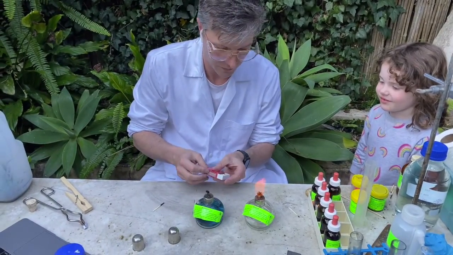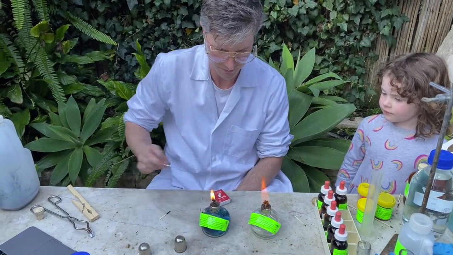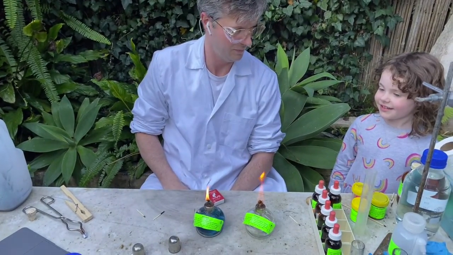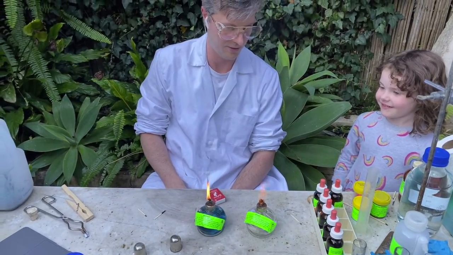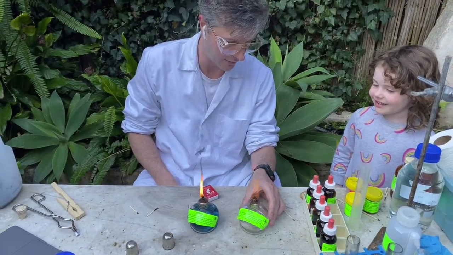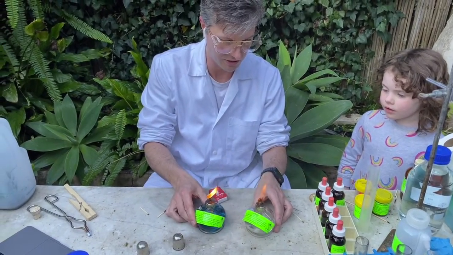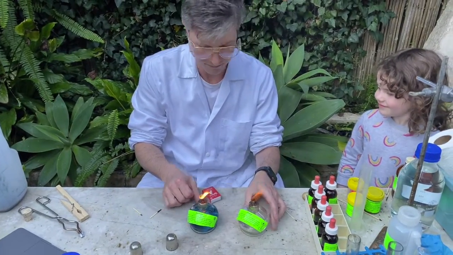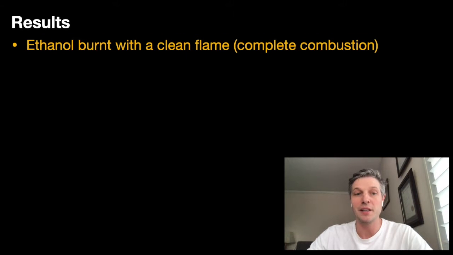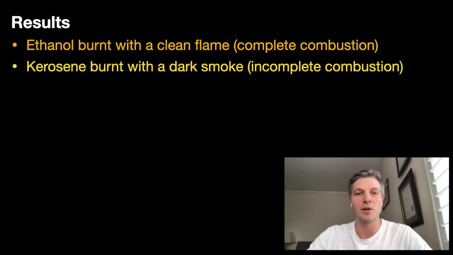Okay, let's compare it now to the kerosene. Which one's the smoky one? The blue one? Yeah, definitely much smokier. This one I can barely see any smoke at all. Very, very clean. This one, very dirty and smoky. Agreed? Agreed. So quite clearly from those results we could see that the ethanol burnt with a clean flame, which we call complete combustion, and kerosene burnt with a dark smoke, indicating that it was incomplete combustion.